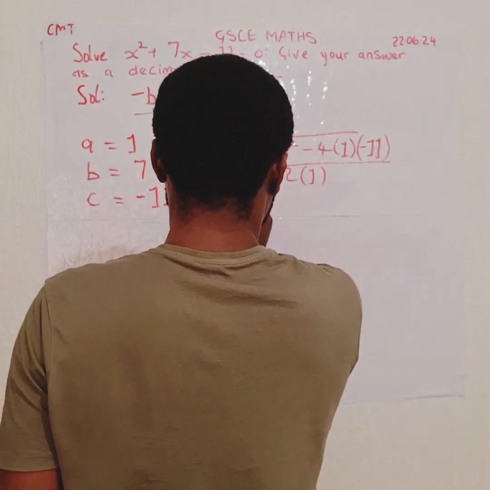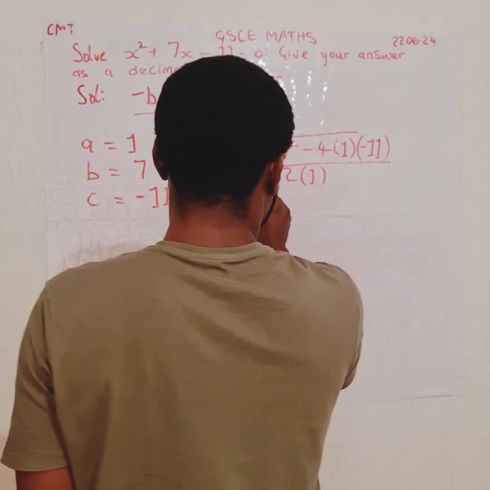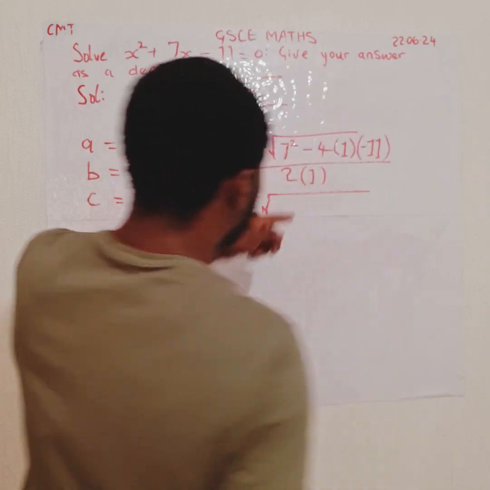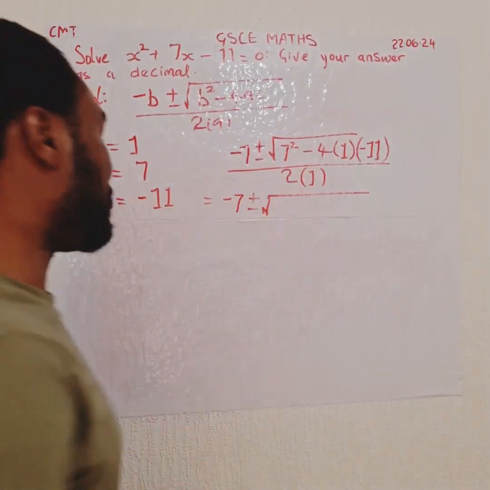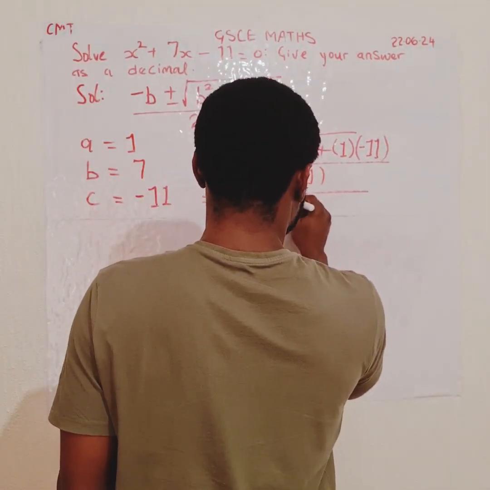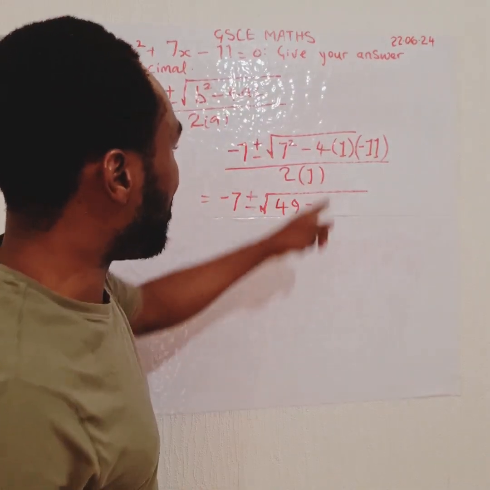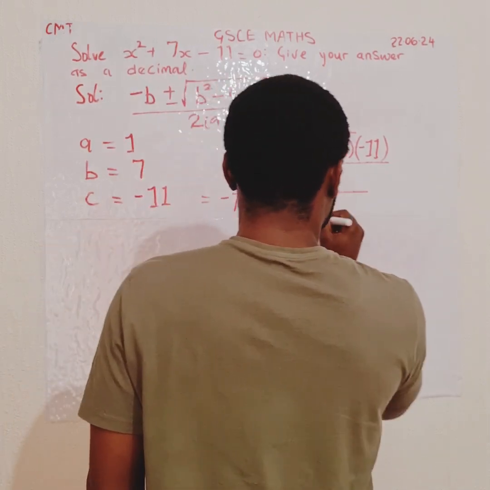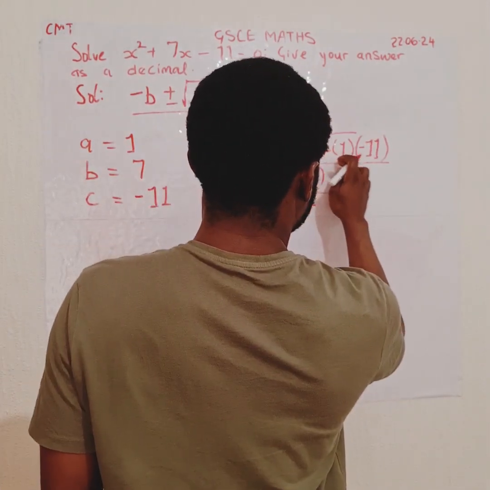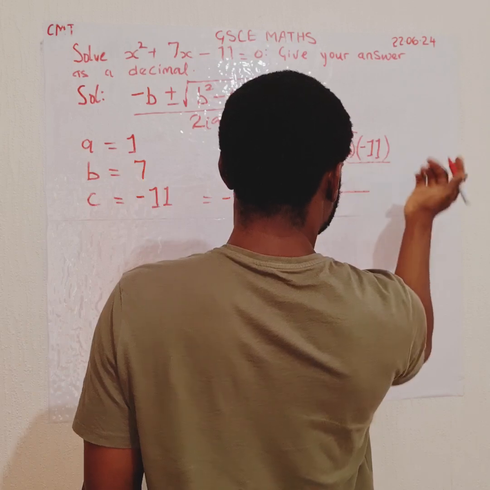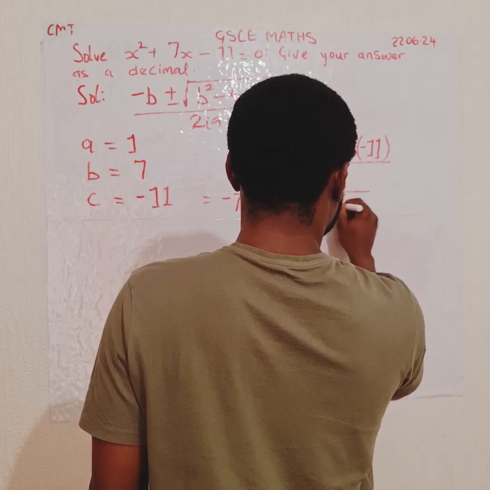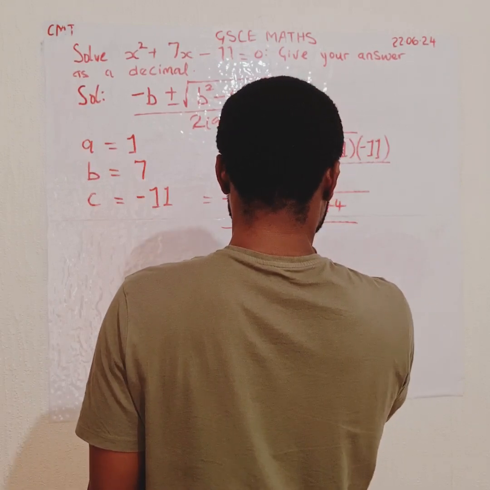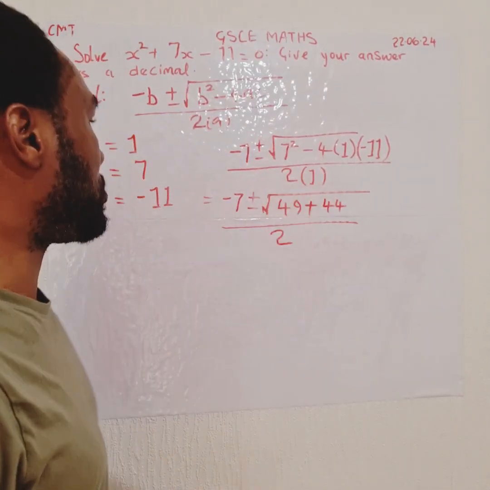Take this a step further. We'll have minus 7 plus or minus the square root of 7 squared, that's 7 times 7, that's 49. Minus, now we have minus multiplying minus, the sign changes to plus. So I will have plus 4 times 1 times 11, and that will be 44, all over 2 times 1, which is the same thing as 2.